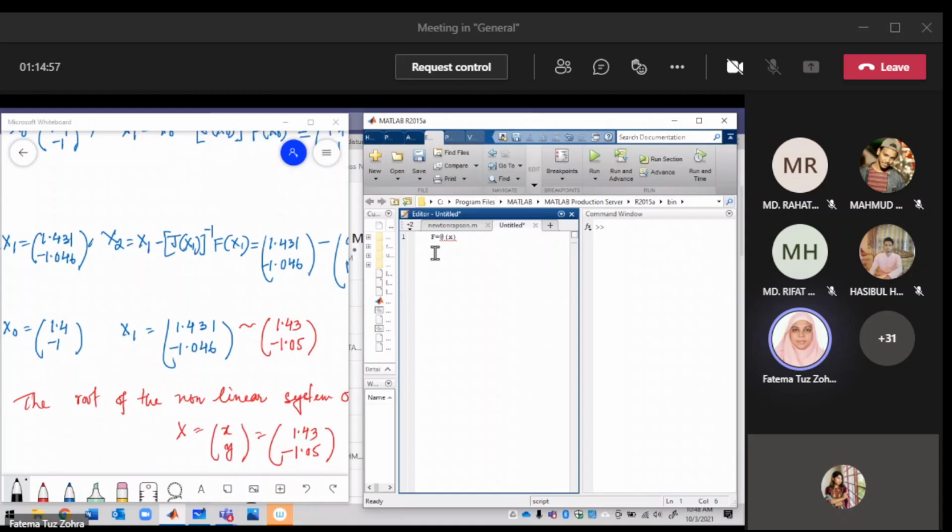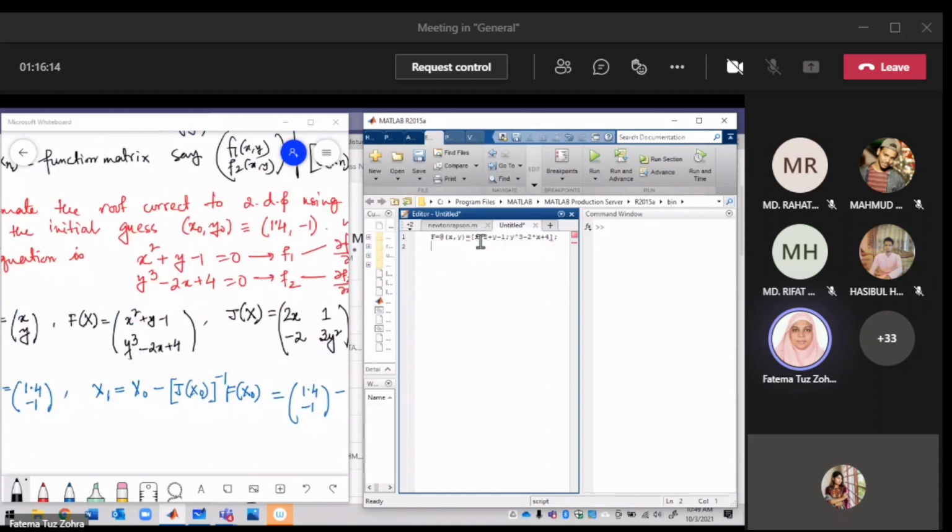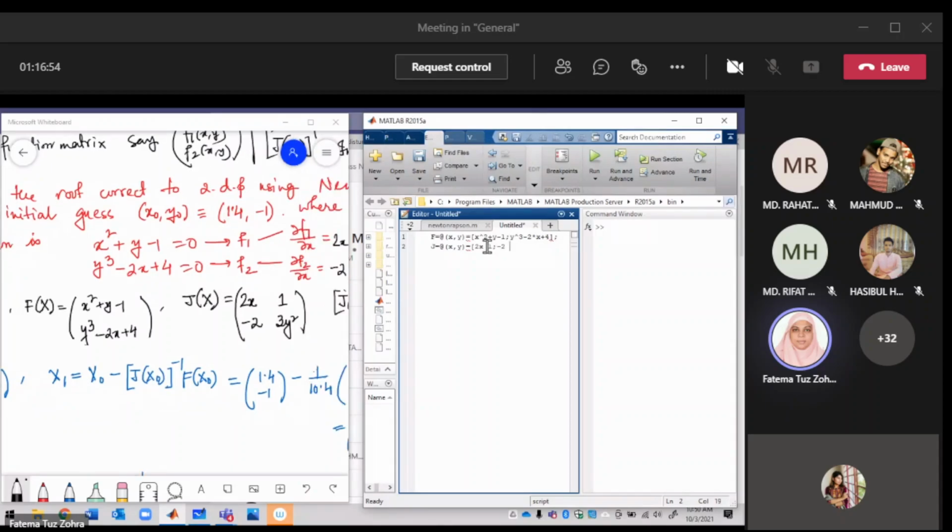Then I need to define the Jacobian, the inverse Jacobian matrix. For this one, it will be enough to give the adjoint matrix. The matrix is 2x, 1 and minus 2, 3y squared, plus 1, 2x, then a semicolon for the new line, then minus 2, 3y squared. It shouldn't be a space, you should give a comma also.